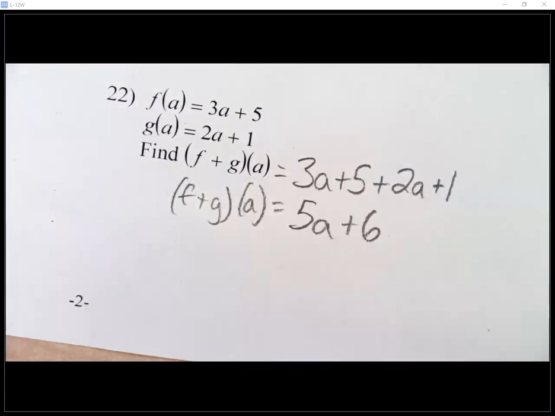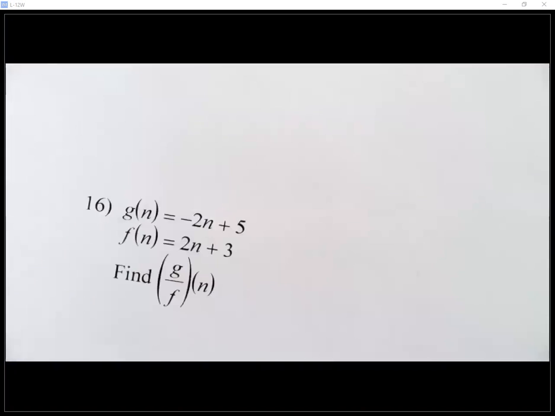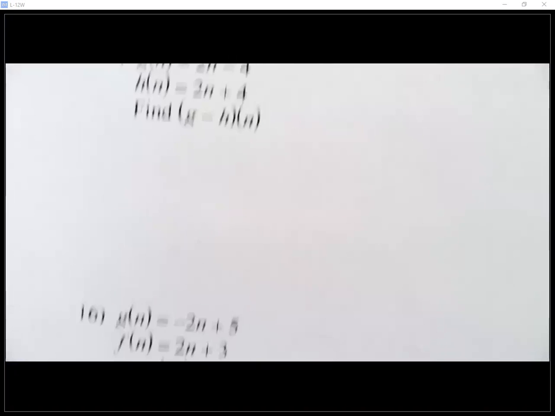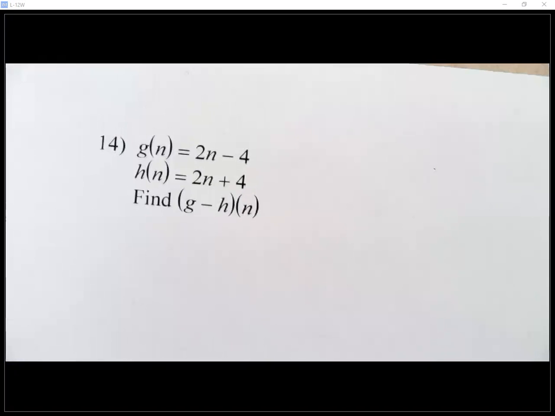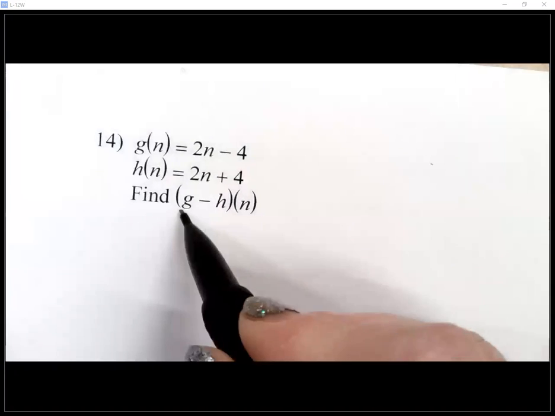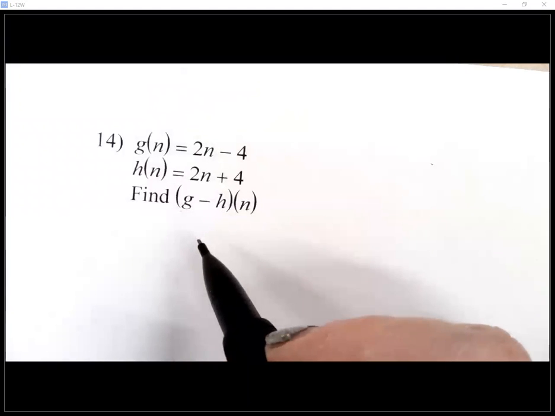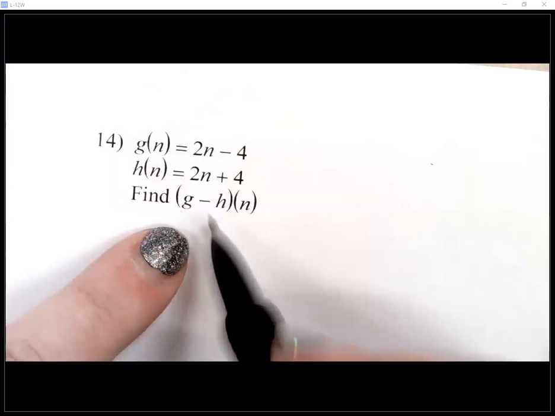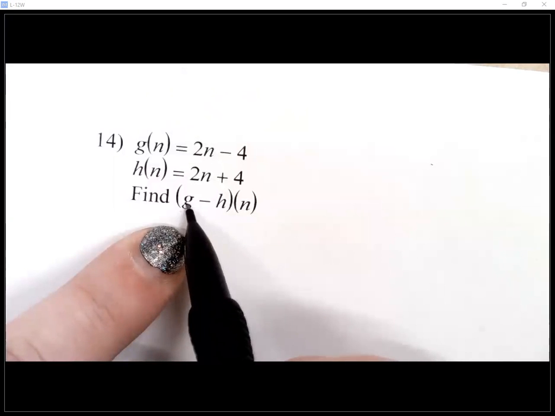All right. So now what about subtraction? Well, with subtraction you have to be a little bit more careful. Let's jump back to 14. The process is the same, but you got to be careful. When you are going to subtract, I'm going to take the G function. Now, order matters here. When it's addition, we don't really care because you're just adding everything. So here, I got to make sure that I take the G function and I subtract the H from it, not the other way around.